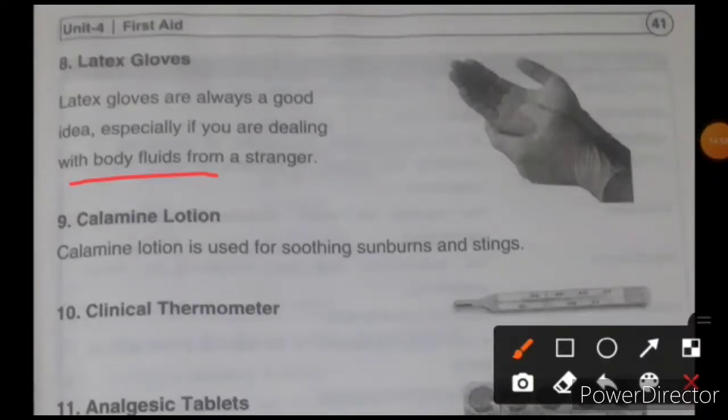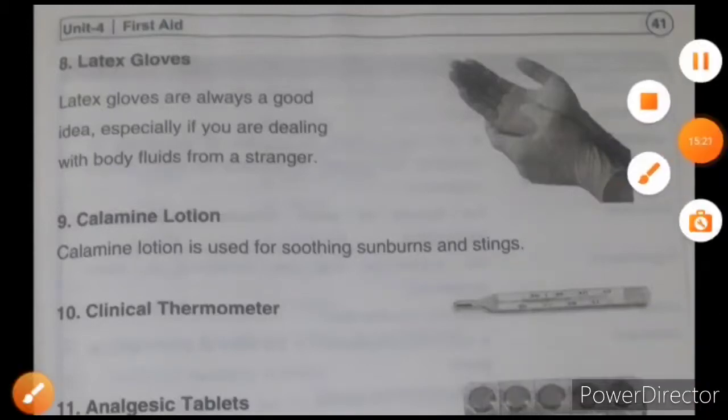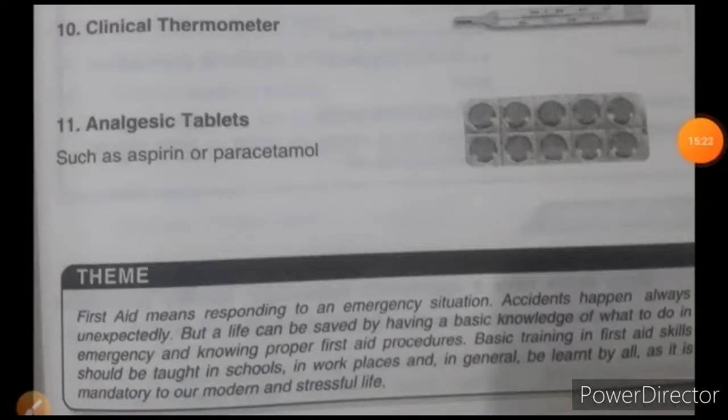Then we have a calamine lotion. Calamine lotion is used for soothing sunburns or stings. के आपको अगर आपके बाजू में या हाथ पे कोई जगह जल गई है या स्टिंग आपको किसी भेड़ ने काटा है, तो you can easily use calamine lotion for that. Then you have a clinical thermometer, and then the next step is that you have analgesic tablets such as aspirin and paracetamol. These are common medication which reduces pain, so these are also important.